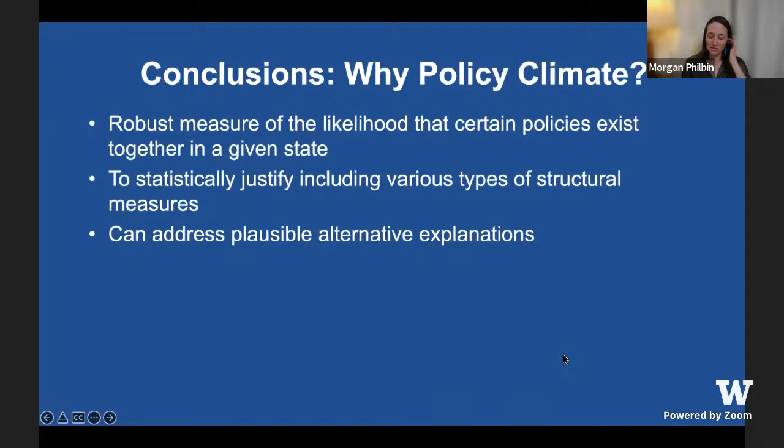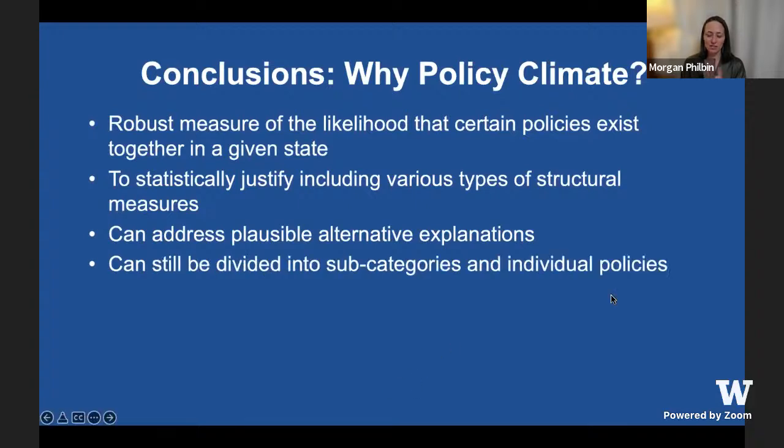Also, we can test for validity by looking at how states rank within a policy climate measure and then comparing this to other exposures that should have similar impacts. So for example, state attitudes towards immigrants. And then also too, this approach doesn't eliminate our ability to look at the impact of a single policy, which we obviously all agree is important. What it means is we can look at that and more, including the overall policy climate and subdomains.